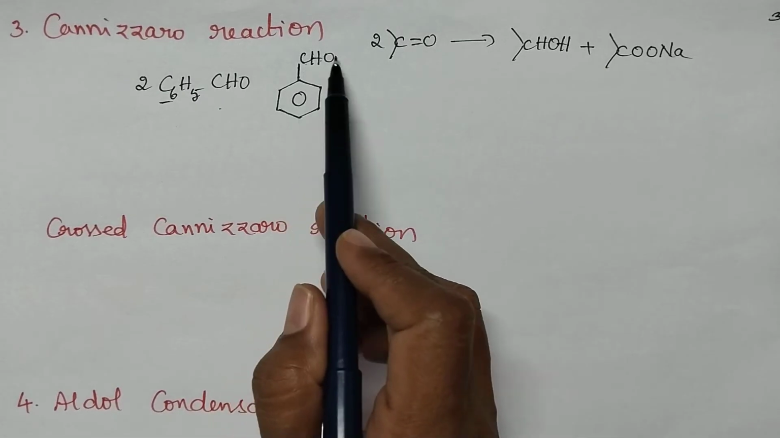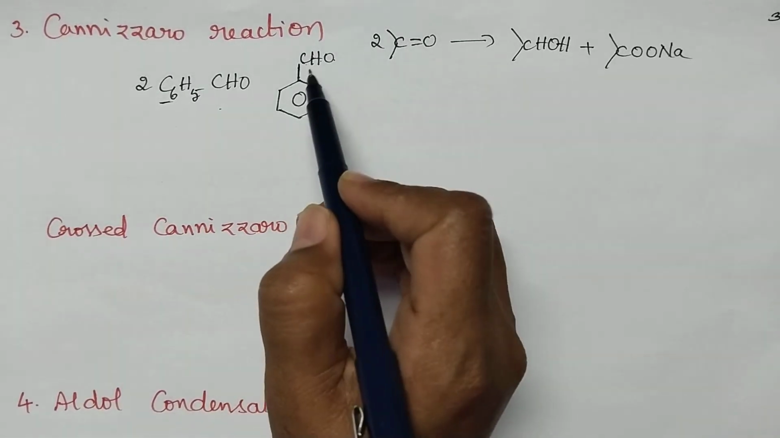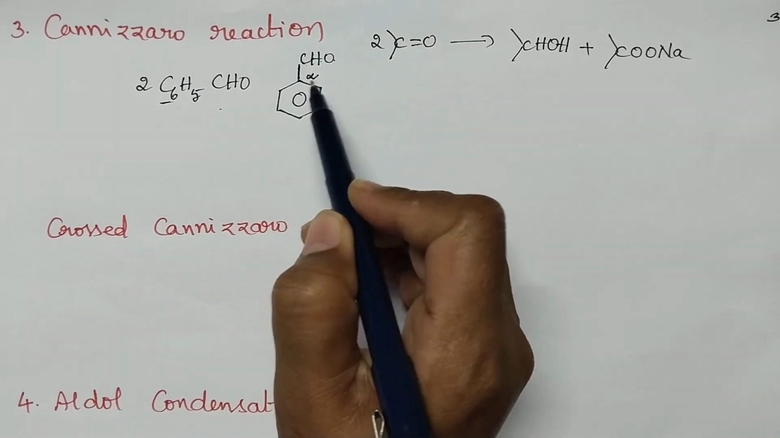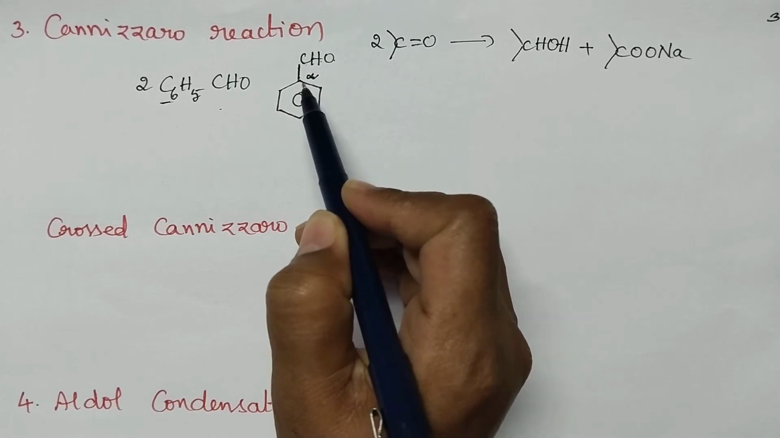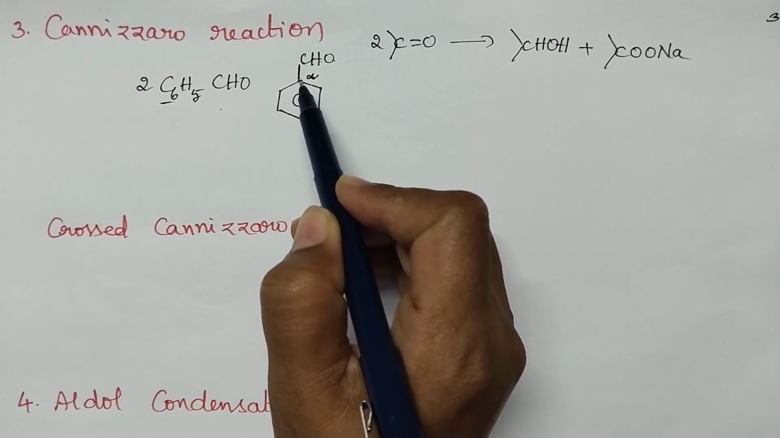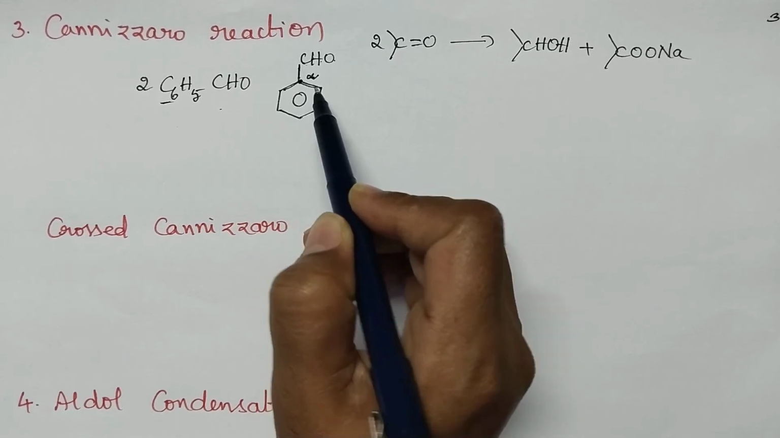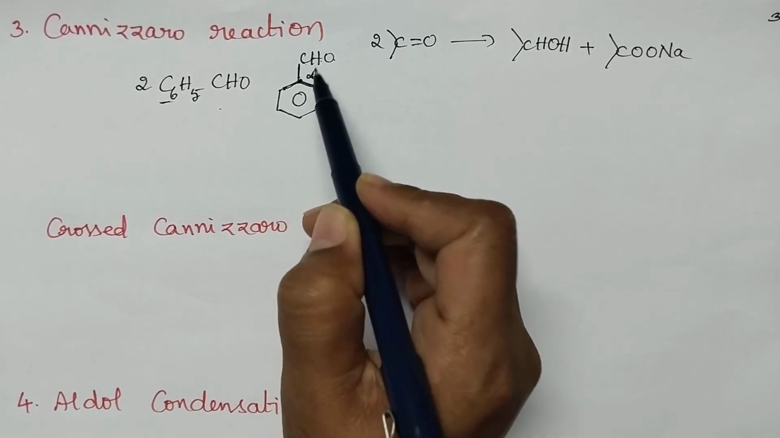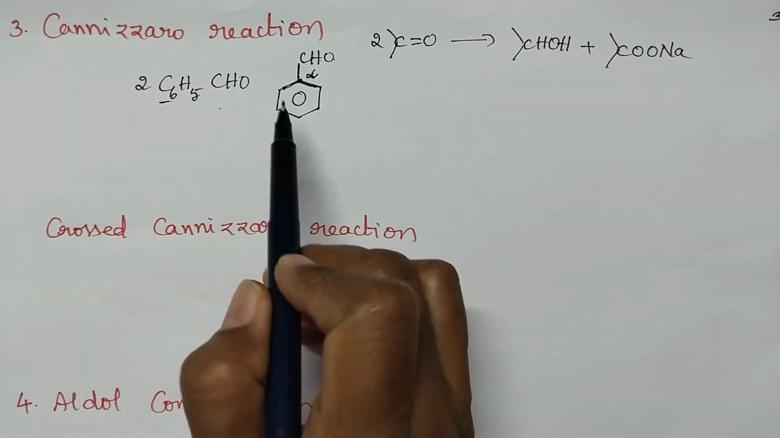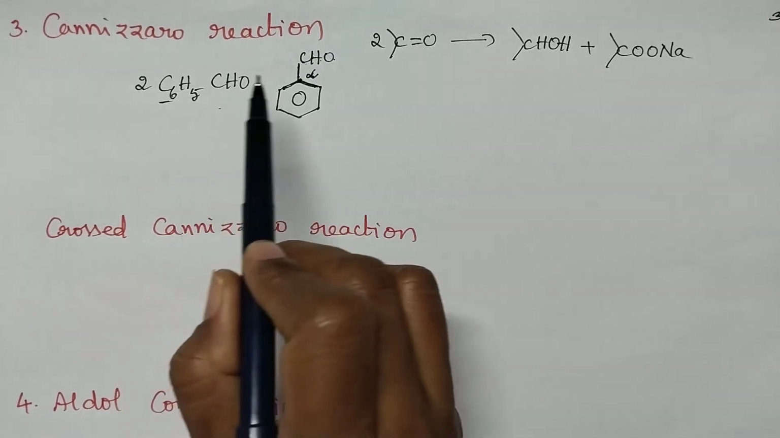Here aldehyde is the functional group, the adjacent carbon atom is called the alpha carbon atom, and the hydrogens present on the adjacent carbon atom are called alpha hydrogens. Here no hydrogen will be present. So here benzaldehyde easily participates in the Cannizzaro reaction.